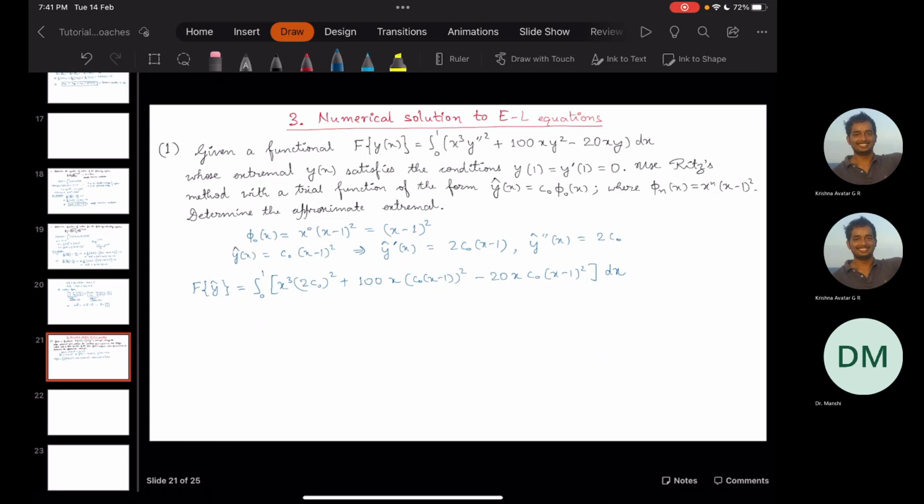So let's expand it. From 0 to 1, we'll have 4 c naught squared x cubed plus 100 c naught squared x into (x minus 1) to the power 4. Actually, it should be squared here, so it's 4, and minus 20 c naught x into (x minus 1) whole squared dx.